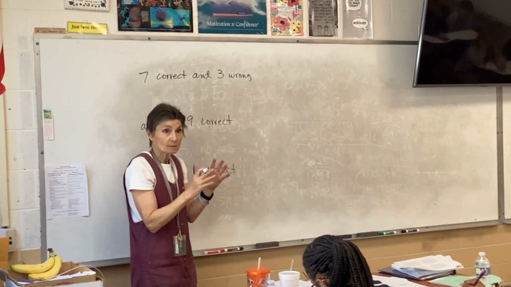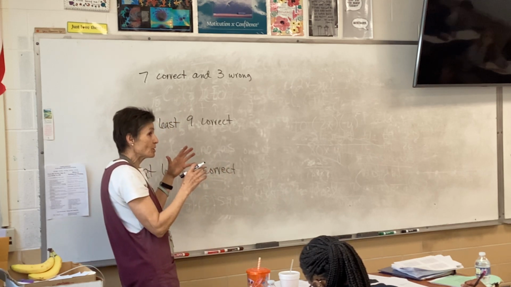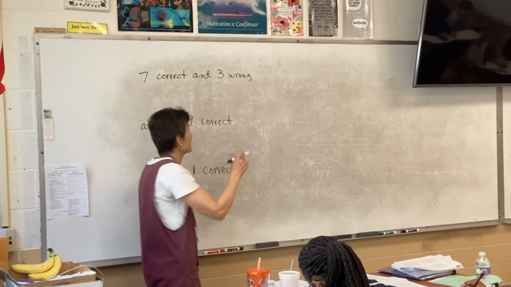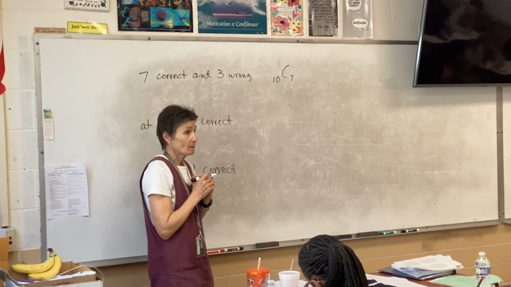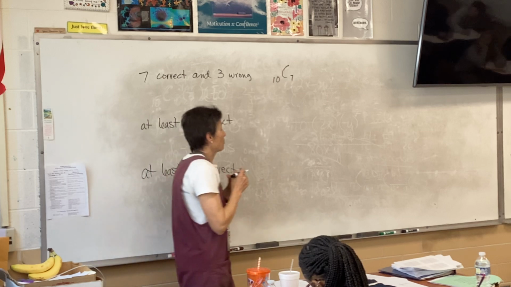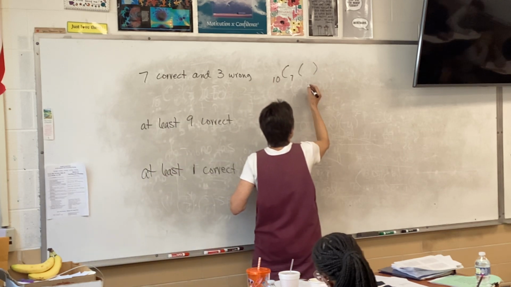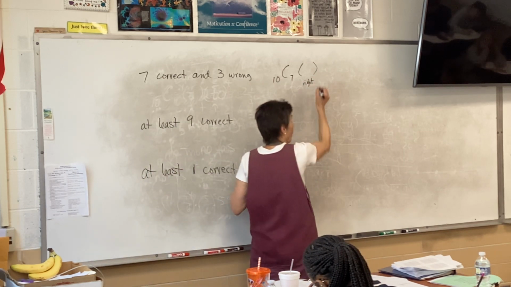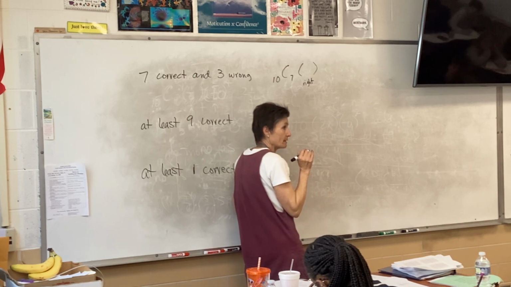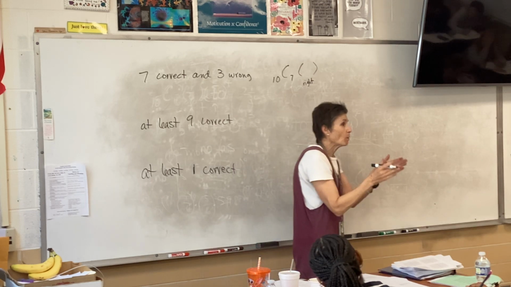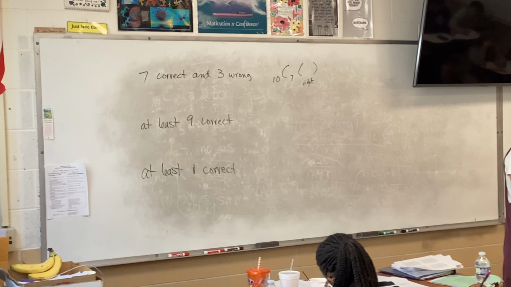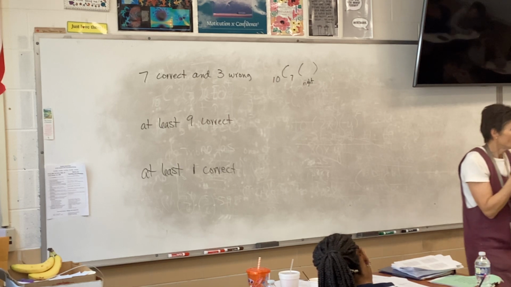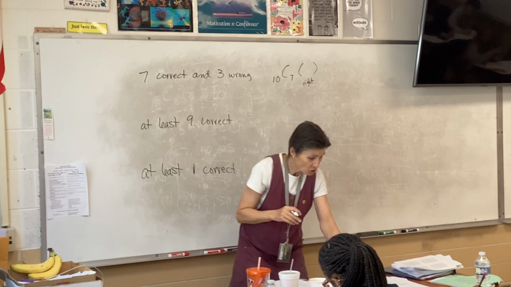So here we go. There are 10 questions, and I want to pick 7 of them to get right. So I'm going to start with 10C7. The probability of getting them right is what? What is the probability of guessing correctly? Look at the question. I'm answering question 1. What's the probability I get it right? 1/4. Aren't there 4 options for each question?